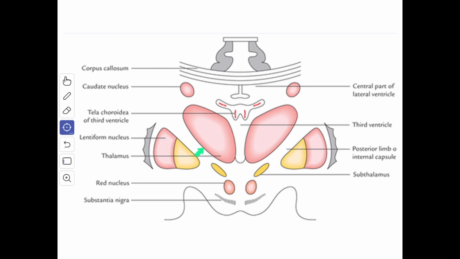The lateral surface forms the medial boundary of the posterior limb of the internal capsule. So here you get the posterior limb of the internal capsule. A linear ridge of white fibers along the junction of the medial and the superior surface is termed the stria medullaris thalami or habenular stria.